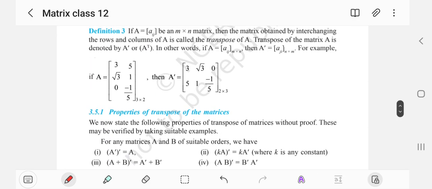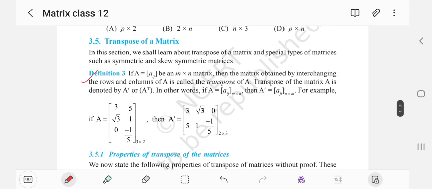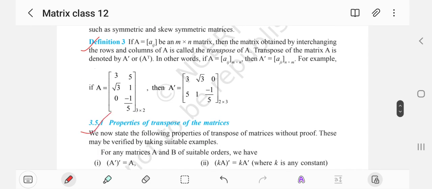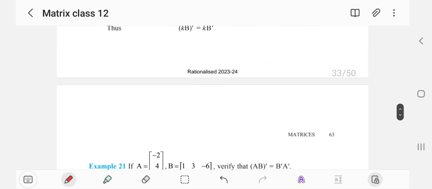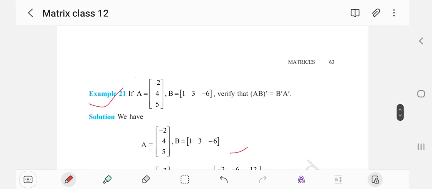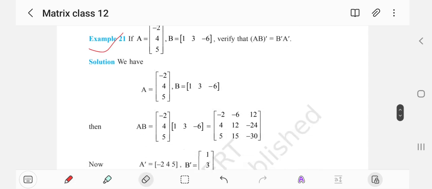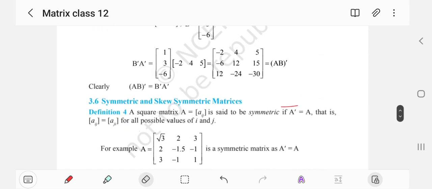In the last lecture, I have already explained to you the definition of a transpose of a matrix, the properties, and these examples I have also discussed with you. I hope you have understood those examples. In case you have not, then you can write it in the comment section.